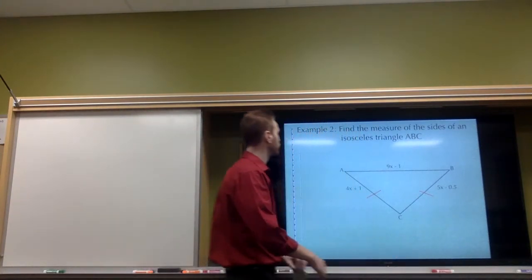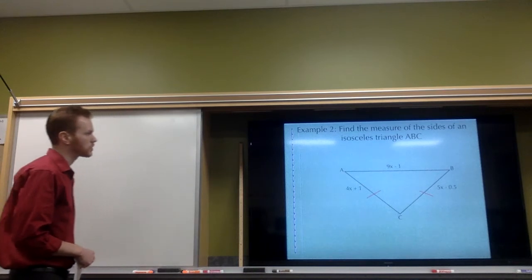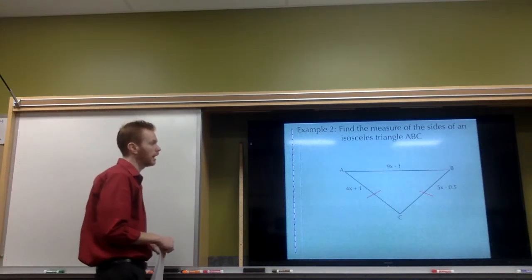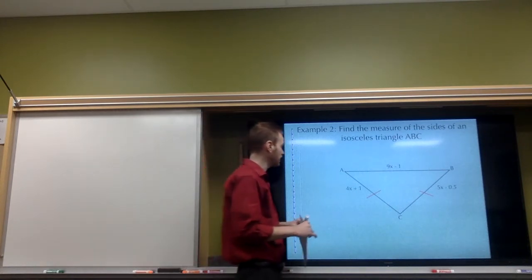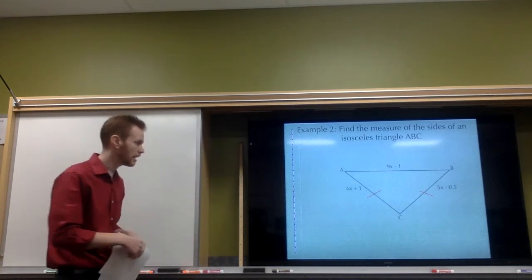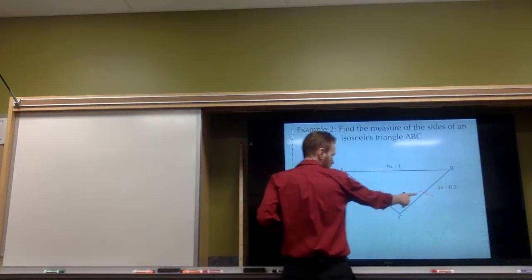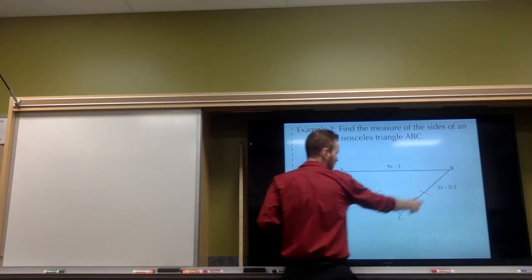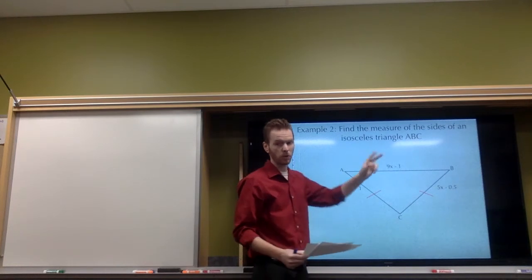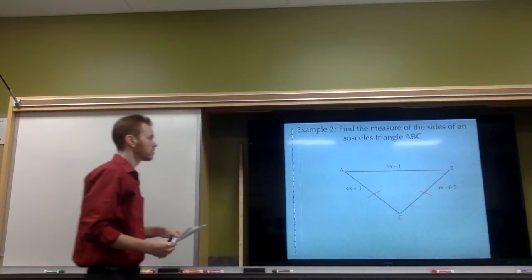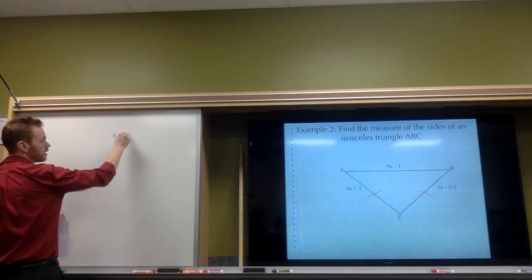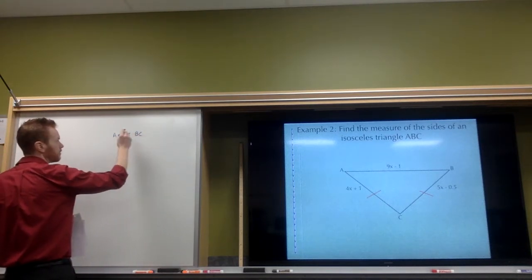So for the first one, the measure of the sides of an isosceles triangle ABC are given, and we're supposed to find that measure. So here's the deal. I need to know what x is before I figure out what the measurements are. Now, I can see from these congruency lines, these little tick marks, that this side is congruent to this side. And that makes sense because this is isosceles, which has two congruent sides. So I'm going to set AC equal to BC, because they're congruent.